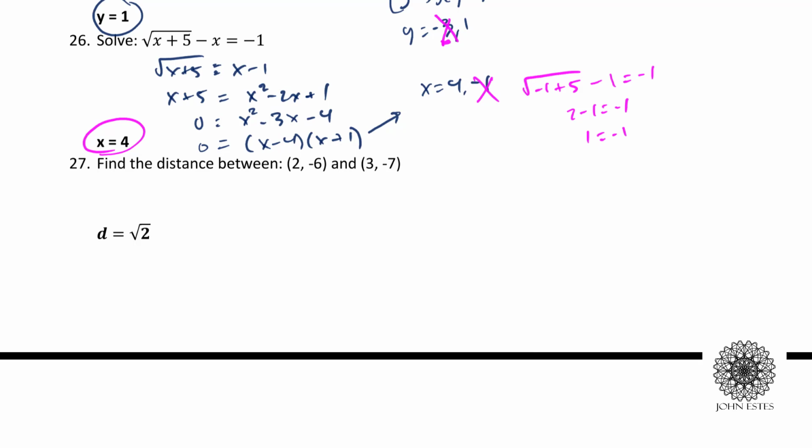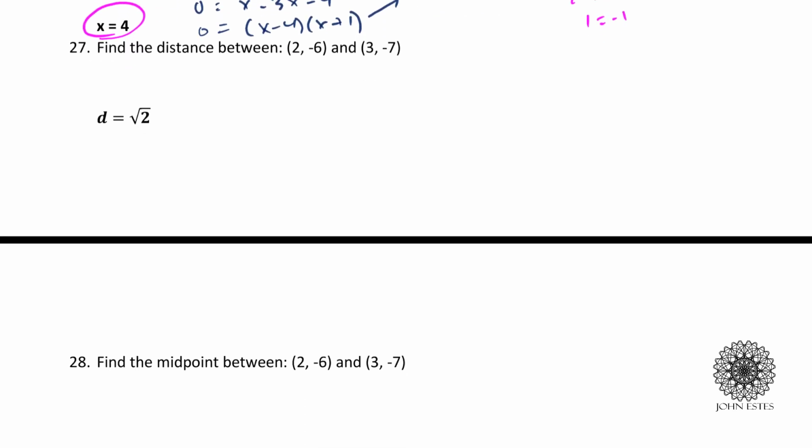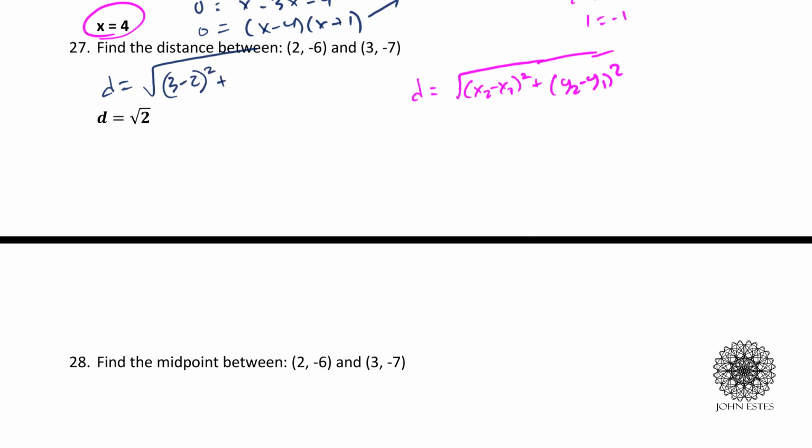Alright, so number 27 says find the distance between the 2 points 2, negative 6 and 3, negative 7. Do you know the distance formula? Okay, so the distance formula is the square root of the difference of the x's squared, plus the difference of the y's squared. Alright, so in this situation, I just have to say that's the square root of the difference of the x's, that's 3 minus 2 squared, and the difference of the y's, that's negative 7 minus a negative 6 squared.